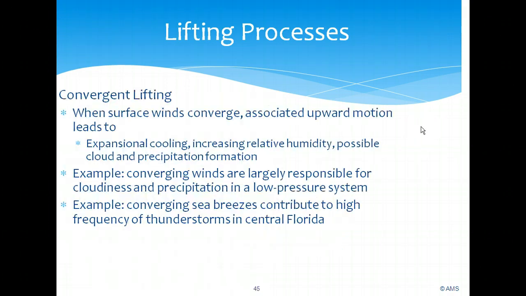We can also talk about convergent lifting. When surface winds converge, there's an upward motion that leads to cooling of this air parcel, increasing relative humidity, and possible clouds and precipitation. Converging winds are largely responsible for cloudiness and precipitation over a low pressure area. This is seen a lot in Florida with its very high frequency of thunderstorms due to these convergent lifting processes.